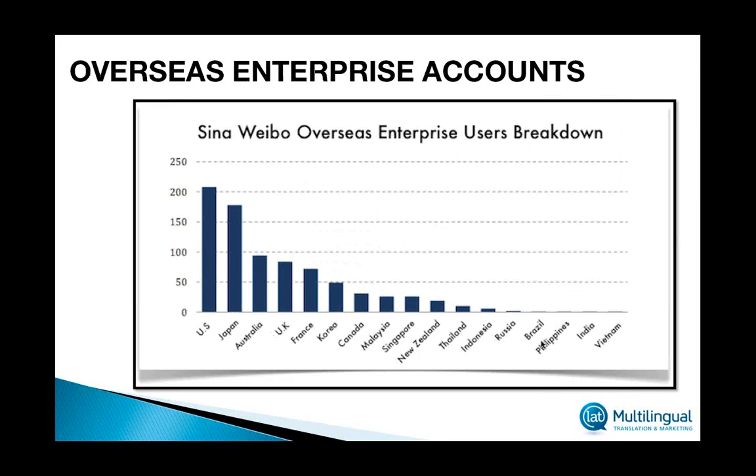Sina Weibo is popular in China and among Chinese overseas. So a lot of companies who are targeting a Chinese audience, no matter where they are, are trying to get on Sina Weibo to have a conversation with this Chinese audience. Sina Weibo has about 100,000 overseas enterprise accounts, and the majority of them are located in the US, Japan, and Australia. Of all these overseas enterprise accounts, restaurants, F&B, and hospitality account for 80% of them.